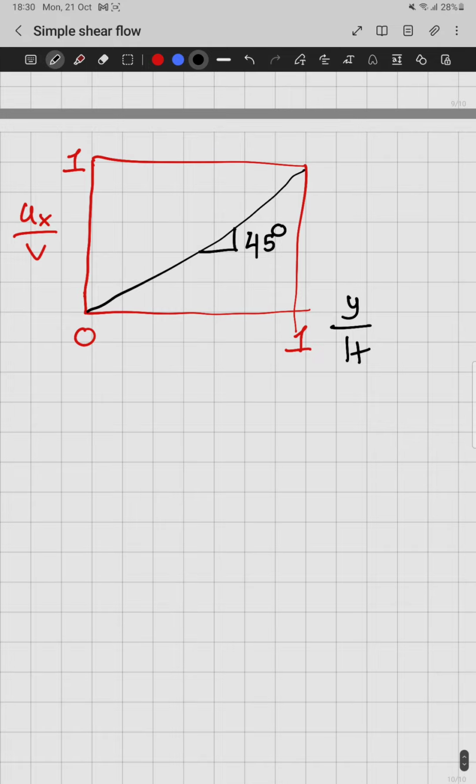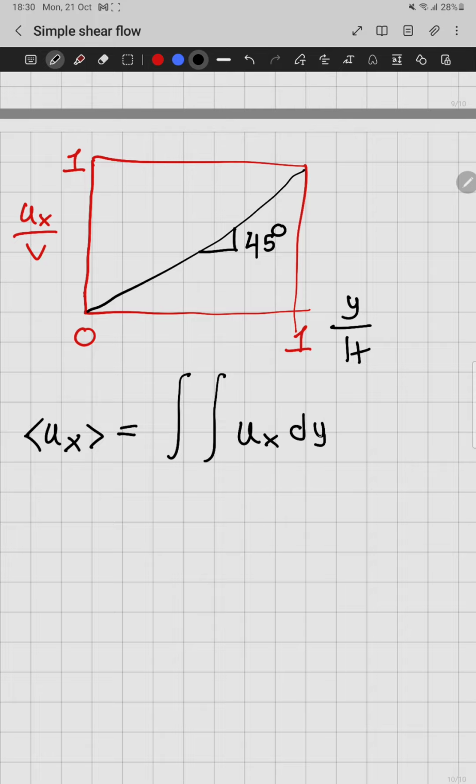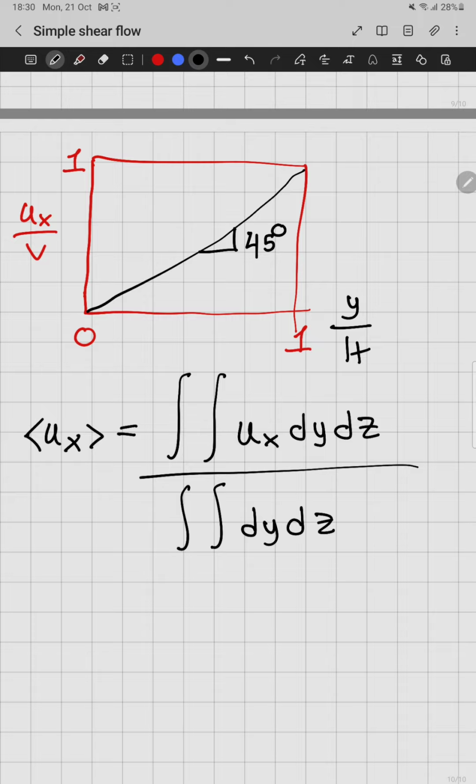Now let me quickly calculate something very interesting, which is the average velocity, which is just defined as this in brackets. So the average velocity is estimated as the double integral of the velocity field we just calculated over a characteristic area. So, as I said before, the 3D channel representation can look something like this.